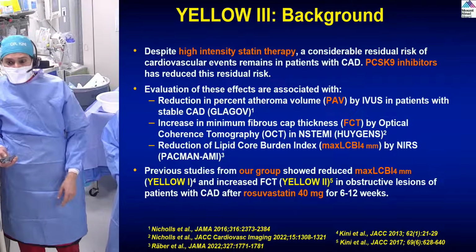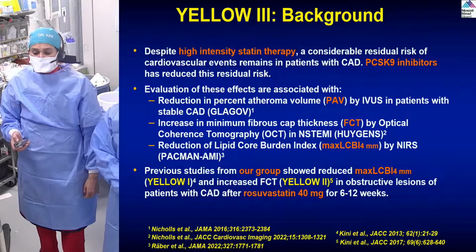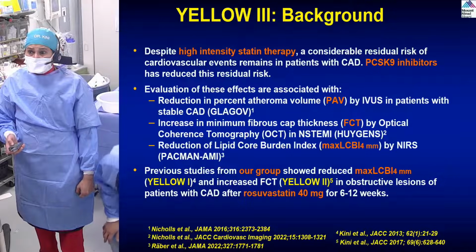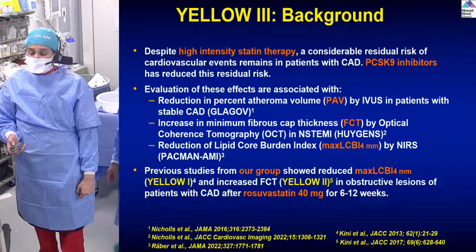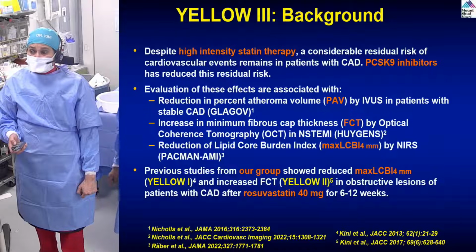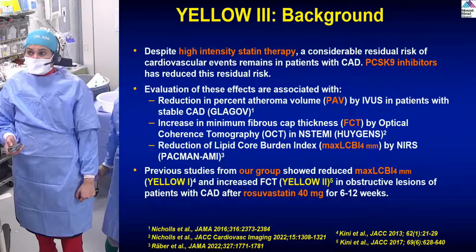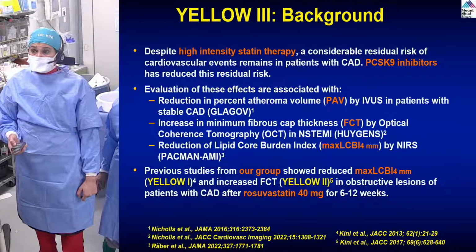And only at 8 weeks they came back, and it showed that aggressive statin therapy was better by decreasing LCBI. That was YELLOW 1. In YELLOW 2, we used OCT, obstructive lesion, again 8 weeks, but there was no randomization, we only used statin. But in YELLOW 2, we also wanted to understand how plaque morphology changes, so we added cholesterol efflux, as well as genetic analysis.